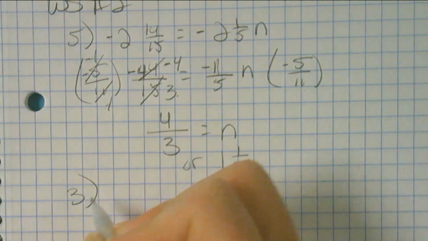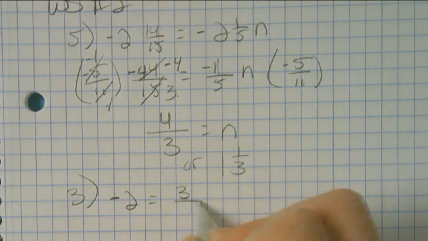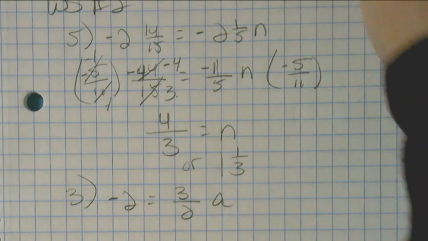Number 3. Number 3 said I have -2 is equal to 3/2 times a. Is this the one you're talking about?